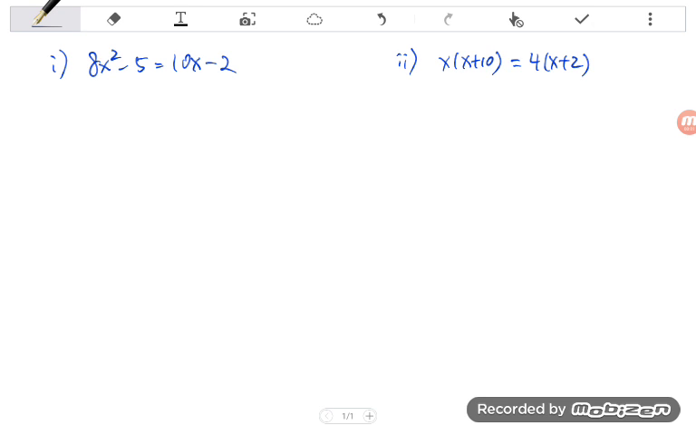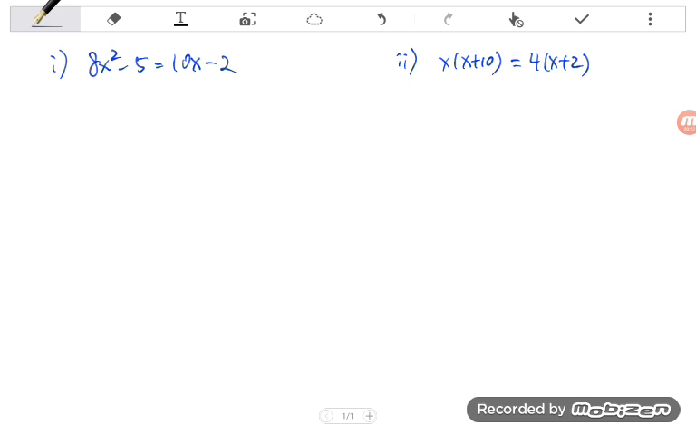In this video, I'm going to show you guys two examples that will require our skills on factoring quadratics to solve the equations. Okay, so let's get started. So on the first one, we have 8x squared minus 5 equals 10x minus 2. And then we need to solve for x.